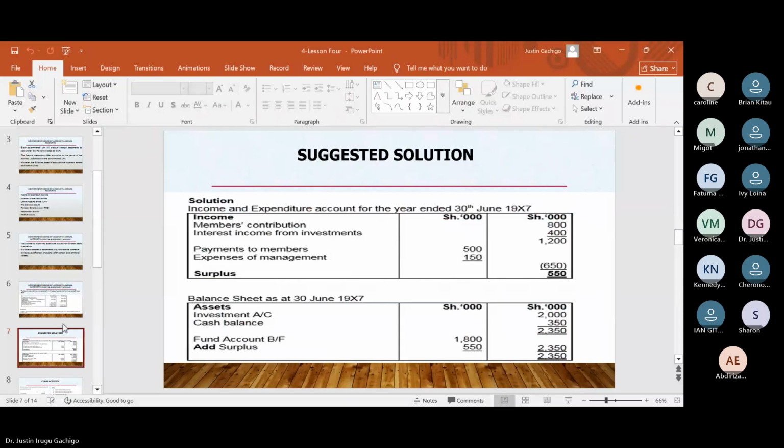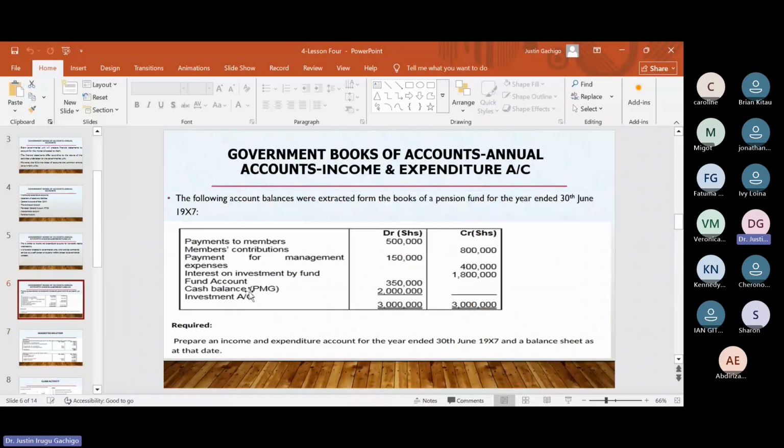Now, the next part is the balance sheet. And I say that it is very critical for you to understand which item goes to the balance sheet and which item goes to the P&L. So we have investment account. Investment account is the money that has already been invested. It's an asset. If, for example, you have invested in treasury bills, so this pension fund has invested in treasury bills, let's say government bonds. The amount that they have invested is an asset. So you record investment account as an asset. It is here, the 2 million. Then there is the cash balance, 350.